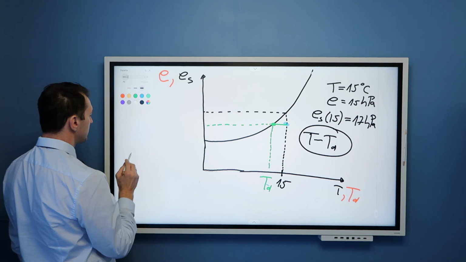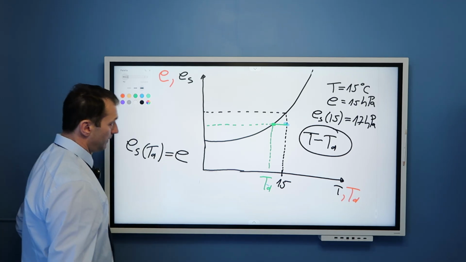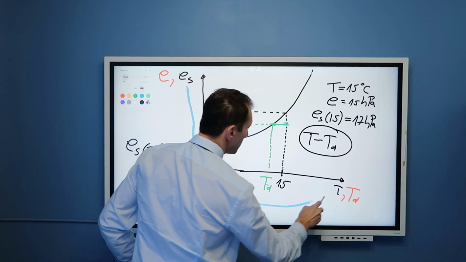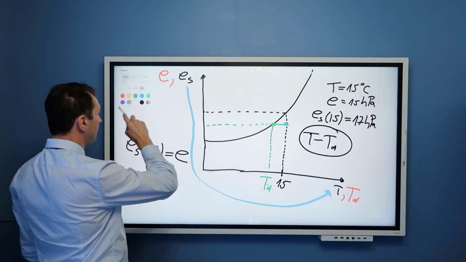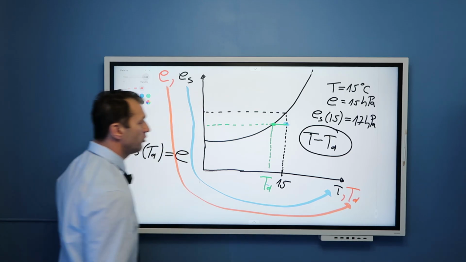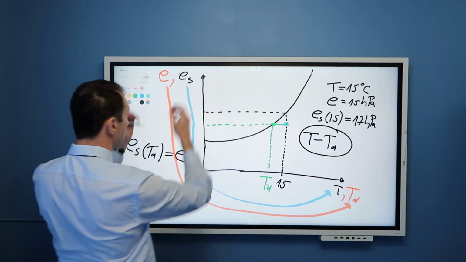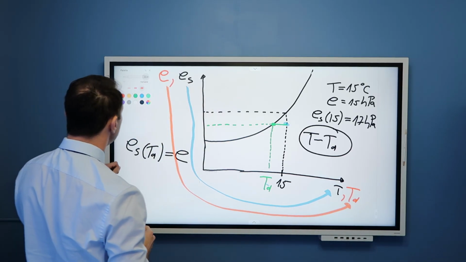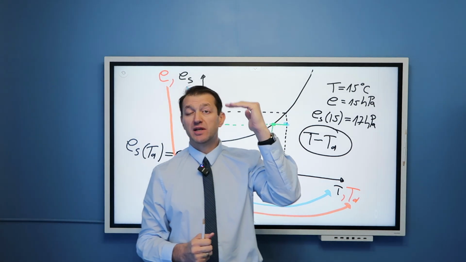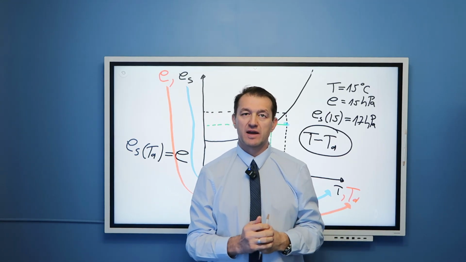Because, I will now repeat myself, I told you that ES of TD is actually E. So you can read this graph in terms of connecting ES to T, or you can read this graph in terms of connecting E with TD, whatever you prefer. And some books indeed give you this graph where you have these variables depicted the way I did it here. So this is dew point, temperature to which we need to achieve to have condensation in a parcel of air if we are not removing or adding water vapor and not changing pressure.